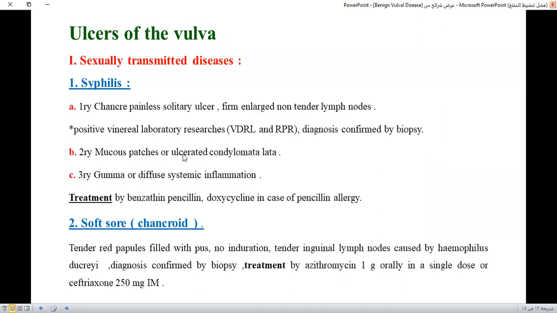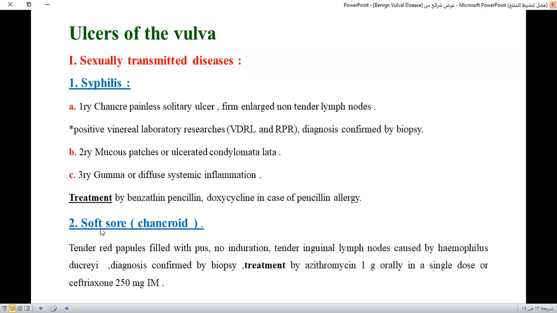Secondary mucous patches or ulcerated condylomata lata. Tertiary gumma or diffuse systemic inflammation. So ulcer of the vulva, the first point is sexually transmitted disease like syphilis: either primary painless solitary ulcer, secondary mucous patches, or diffuse systemic inflammation. Treatment by benzathine penicillin, and if allergic to penicillin, doxycycline.